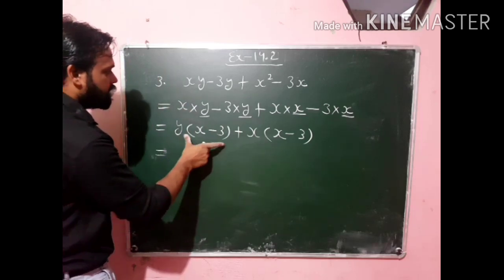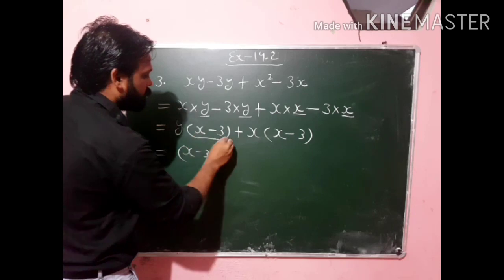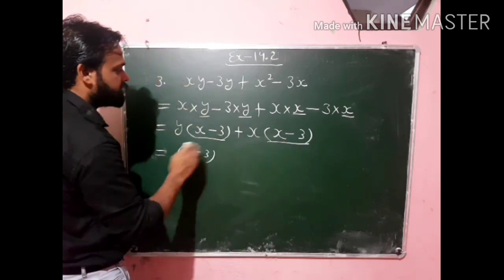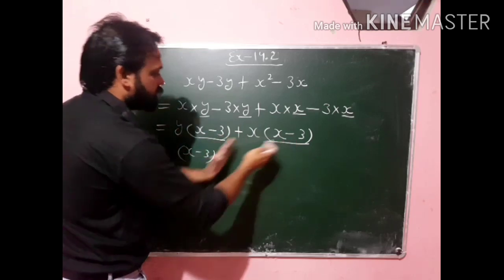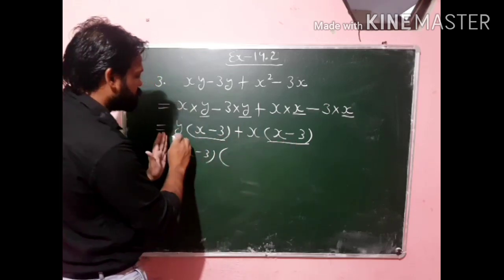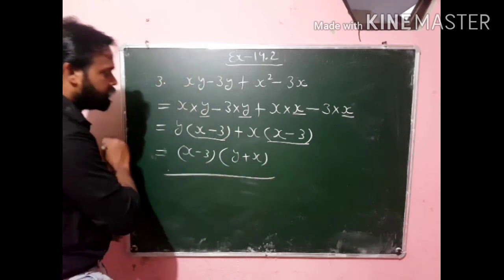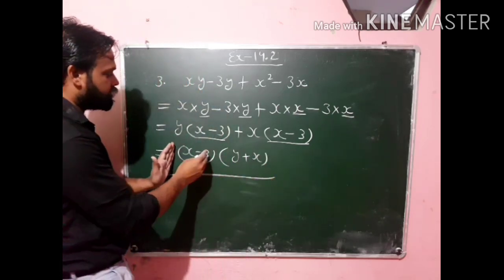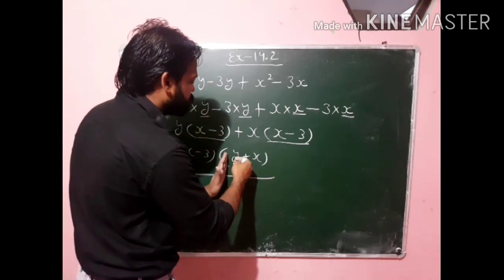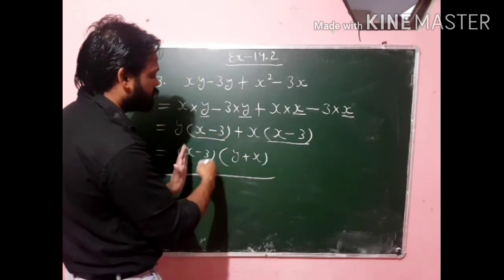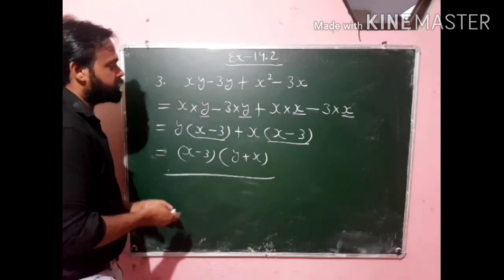So okay, now take this x minus 3, and x minus 3 is common. So I took this x minus 3 outside of the bracket. How many terms are left inside the bracket? This is y plus x. So this is the answer. So we got two factors: x minus 3, this is the first factor, and y plus x, this is the second factor. So we got these two factors of this algebraic expression. So this is the answer.